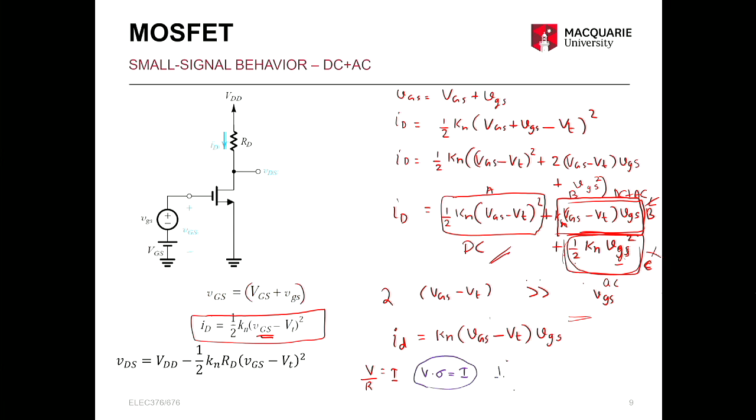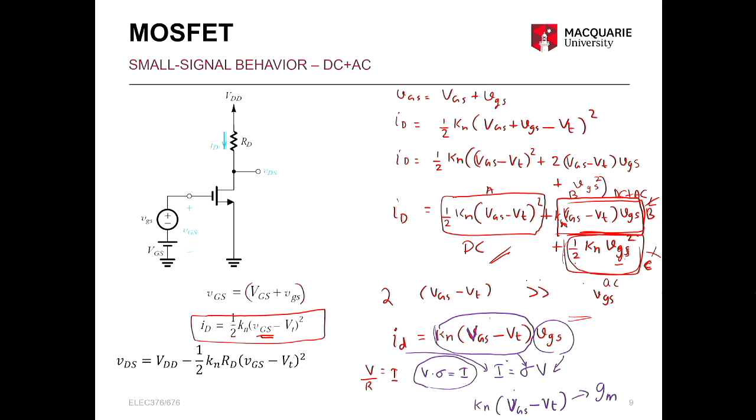So here I write it like that. I is equal to sigma V. Can you relate these two equations? This is I, and this term is equivalent to the conductance term, and this is the voltage term. So this part, Kn, this is actually the DC part, right? Kn (VGS minus VT) is called the transconductance, or GM, of the MOSFET.